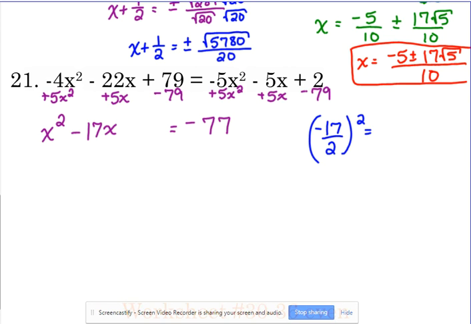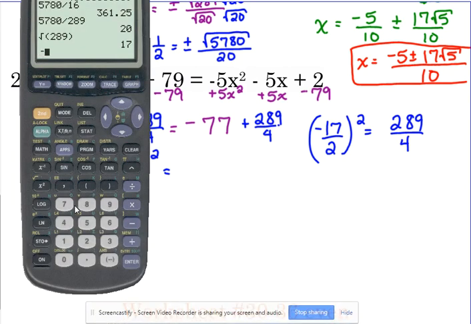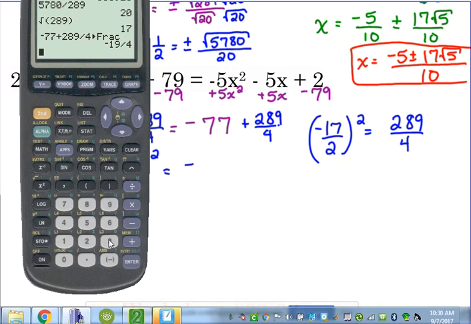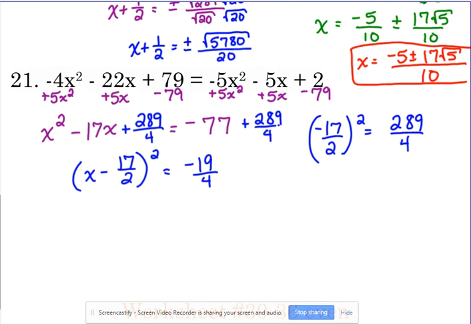Oh, guess what? We just dealt with 17 squared. It was 289. 2 squared is 4. So, plus 289 over 4 on both sides. So we've got x minus 17 over 2 squared on the left side. Let's add negative 77 and 289 over 4. And I know it's going to be a fraction, so I'm going to go ahead and press math, enter. Negative 19 over 4.